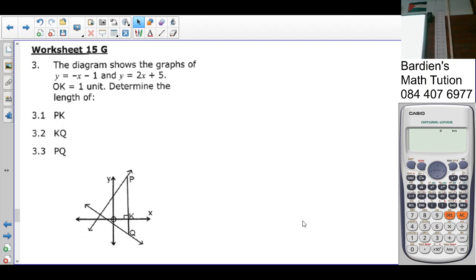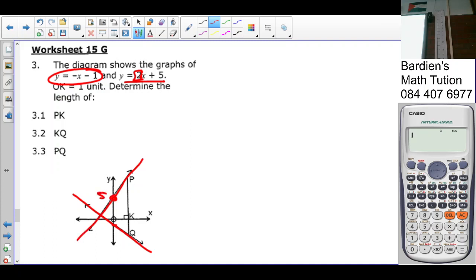Alright, so we are told that the diagram shows the graphs of y equals negative x minus 1. So which graph would this be? What do we know about that graph? Firstly, it has a negative gradient, so the graph is decreasing. And it has a negative y-intercept, which explains this would be that graph. Now the other one, y is equal to 2x plus 5. This has a positive gradient, the graph is increasing, and has a positive y-intercept of 5.